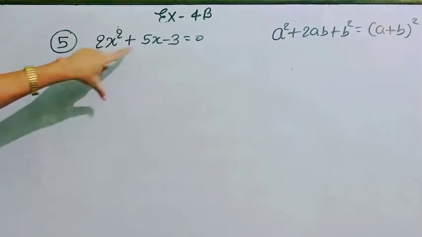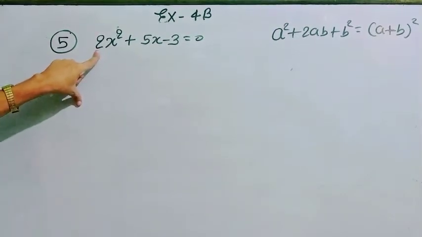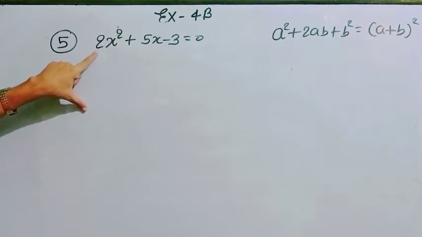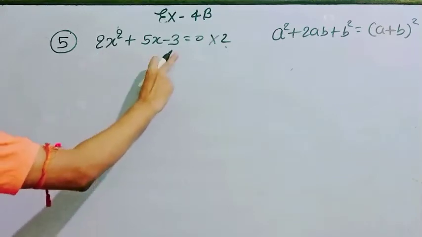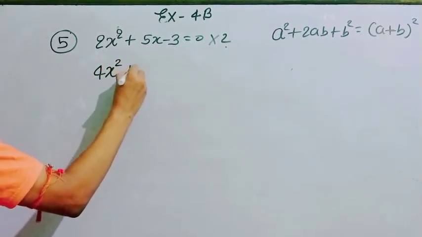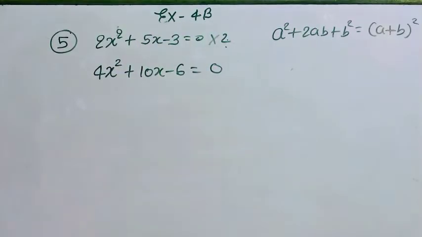Here is 2x square plus 5x minus 3 is equal to 0. Dear student, here the first term is 2x square, and this 2 is not a square number. So your first problem is how you can convert this 2x square into the form of a square. The general way is to multiply by 2. When you multiply by 2 on both sides, LHS and RHS, what do you get? You get 4x square plus 10x minus 6, and 0 into 2 is 0.